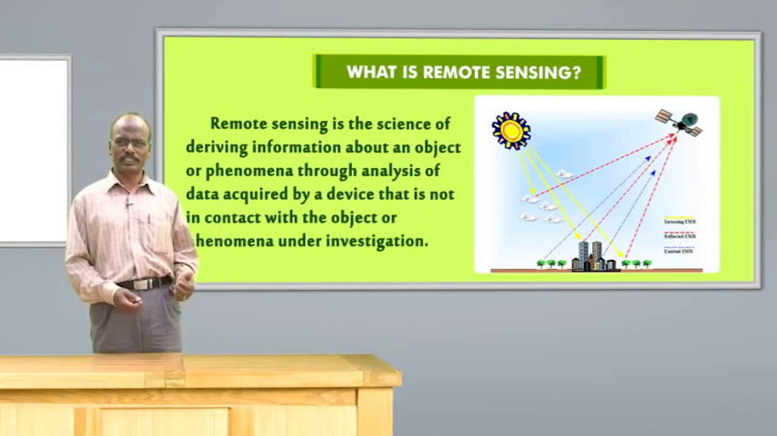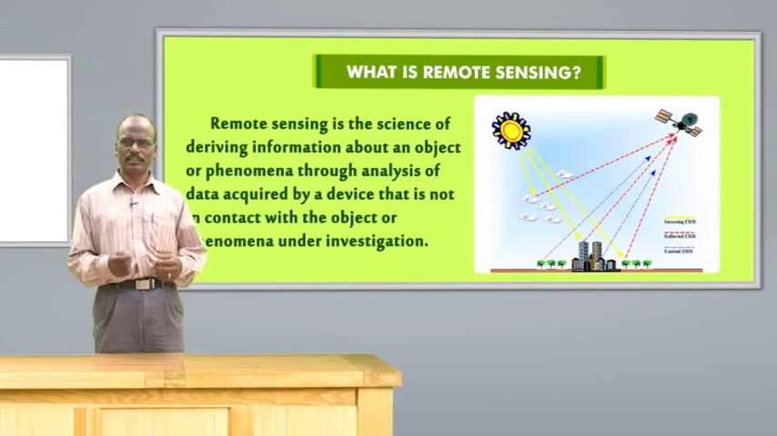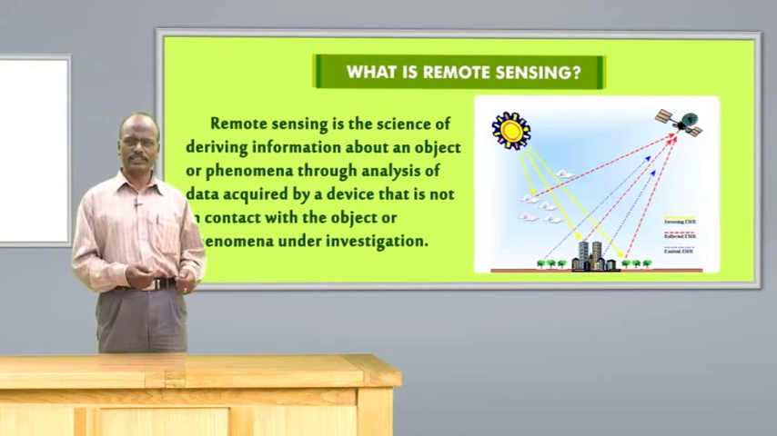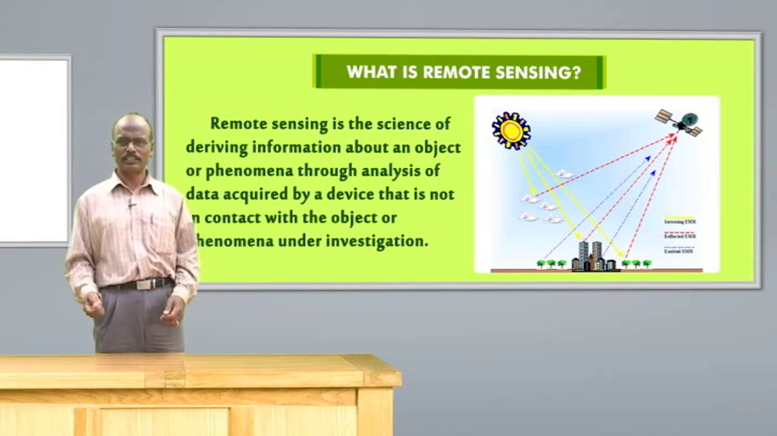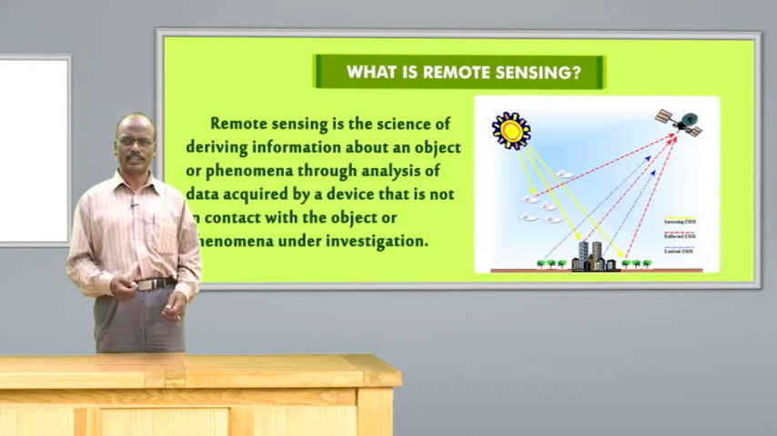Just look at the picture, you will see that the object and the sensor is linked by electromagnetic energy. This can come from energy like solar radiation or energy emitted by the object, or it can also be man-made energy, which you will see in the next slide.